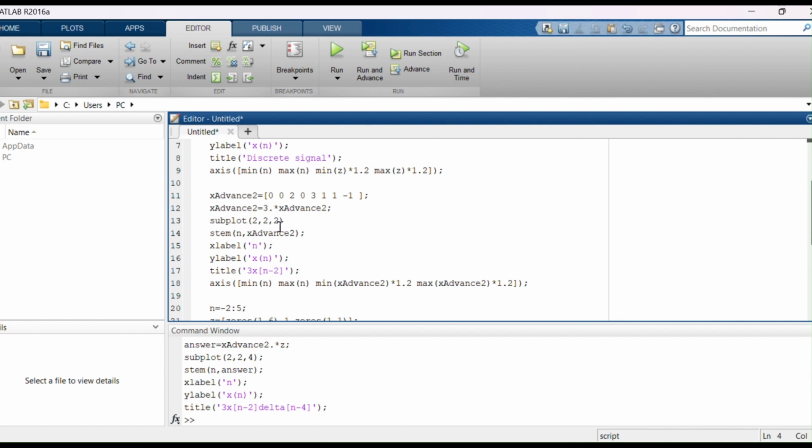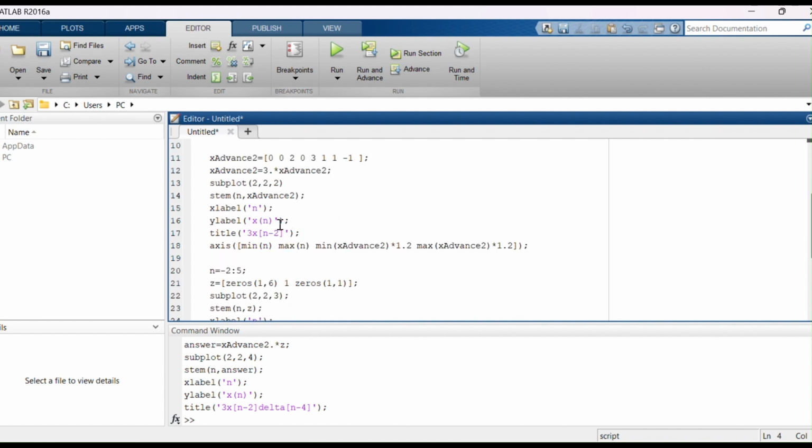2 rows, 2 columns, the second index. Stem to do it. Okay, the x-axis is n, and the y-axis, which I did over here. Okay, the x label and y label and the title. The axis, which I want. The minimum, of course, will be the minimum of this after multiplying it.